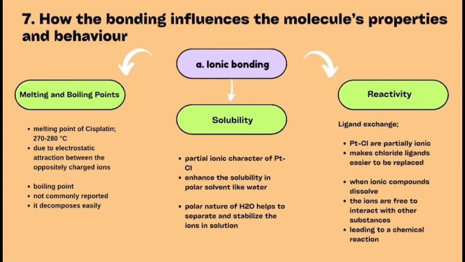The next point is the reactivity. The platinum and chlorine bonds are partially ionic, making the chloride ligands easier to replace in ligand exchange reactions. When ionic compounds like cisplatin dissolve, the ions are free to interact with other substances, leading to various chemical reactions. This property is crucial for its function as a chemotherapy drug.